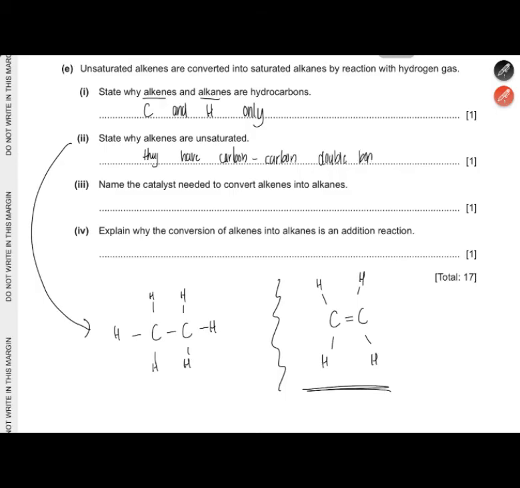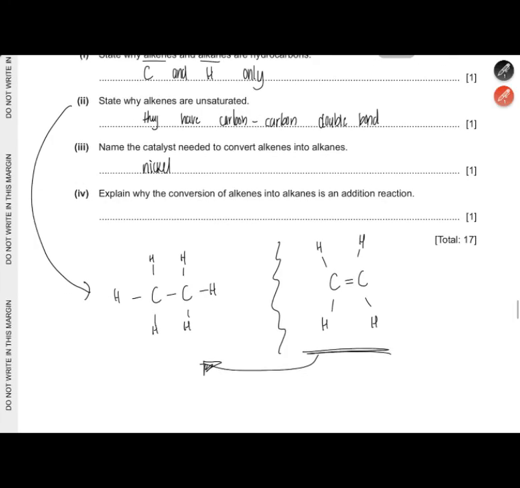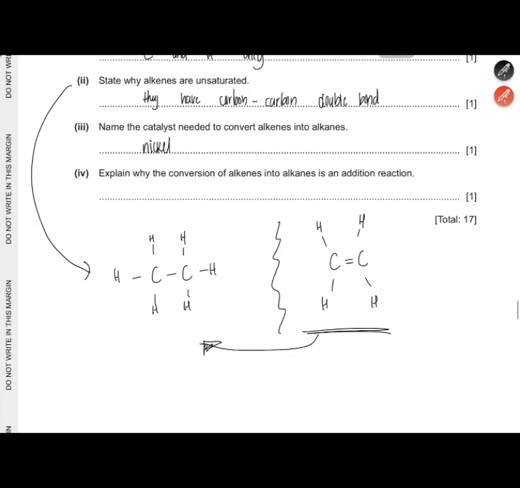It is not saturated with hydrogen atoms. Name a catalyst to convert alkenes into alkanes. This is nickel. Explain why the conversion of alkenes into alkanes is an addition reaction, because we add hydrogen, and then in the presence of nickel we get an alkane.